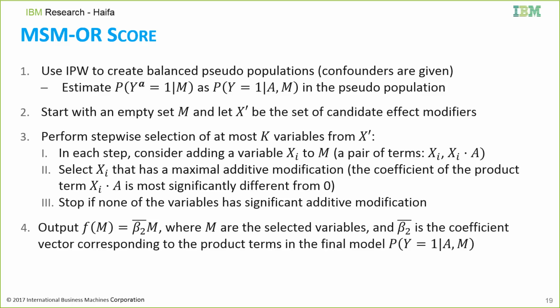And at the end you output the coefficients that you got from this process, and your score is basically a linear combination of these coefficients with the variables that you ended up having in there.